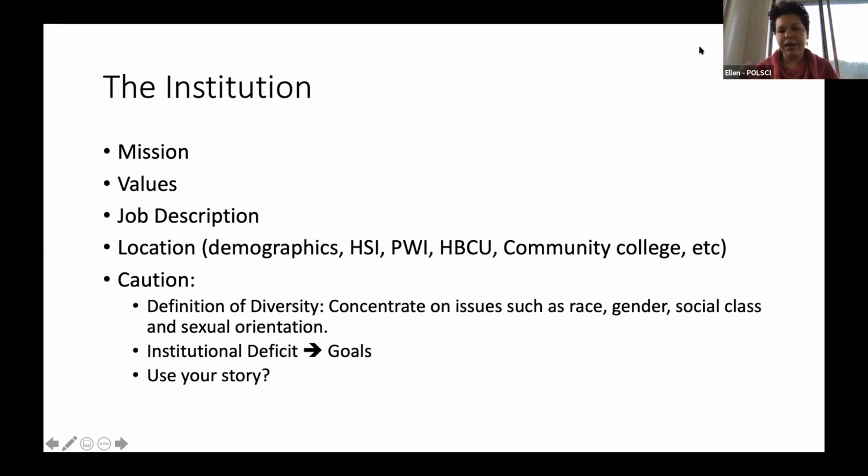And right in the beginning, echo the mission or the values of the institution. Go and take a look. Many applications have contact information, like the chair of the committee or the chair of the department. Look them up, see their area of interest, see if they embed the language of diversity in their own bio, and echo that language as well. And in the job description, make sure you know exactly what is being asked.